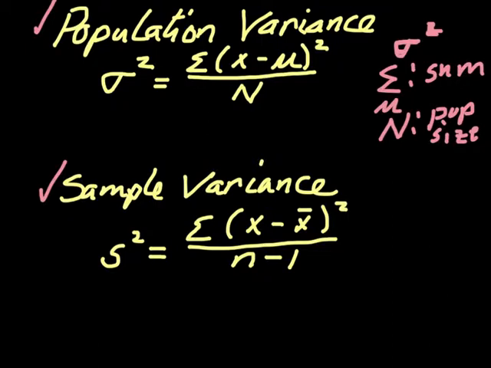The sample variance, instead of using sigma squared, uses s squared to represent sample variance. You still take each data value and subtract the sample mean instead of the population mean, square them, and add them all up, but notice the sum is divided by n minus 1. This is a theoretical consideration in statistics that we don't need to worry about. We just need to know what this is.